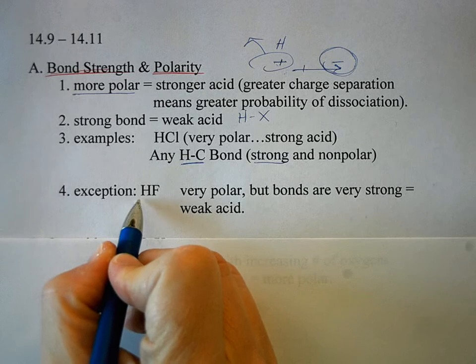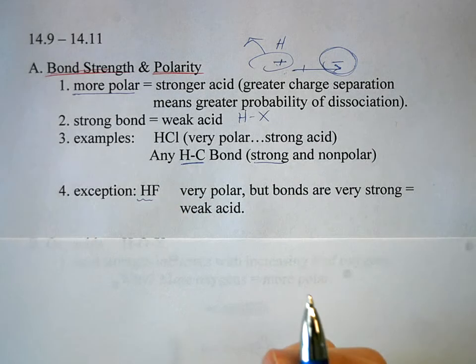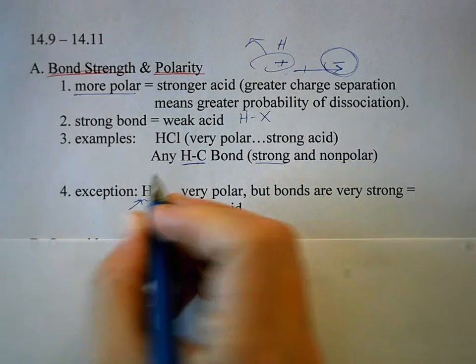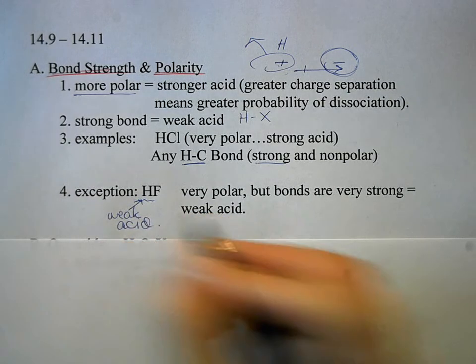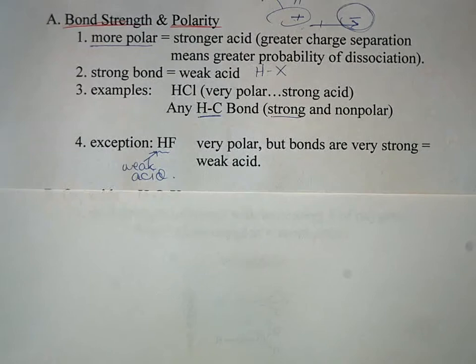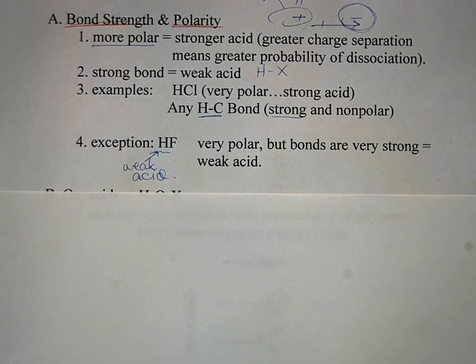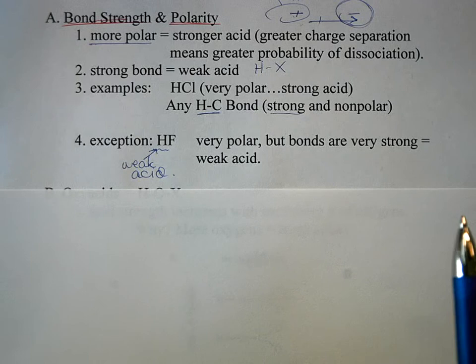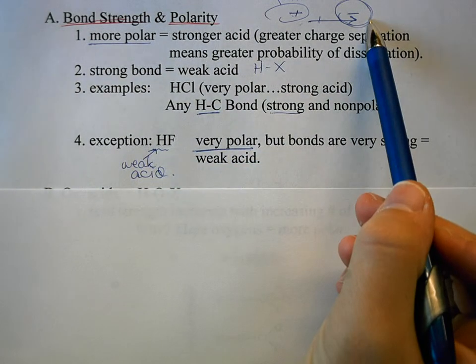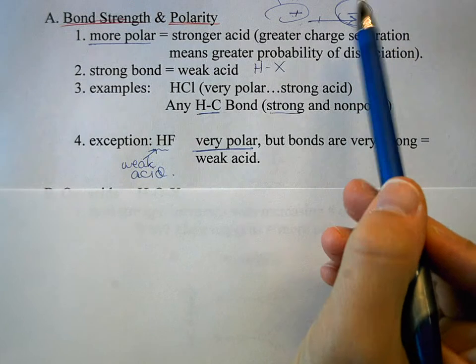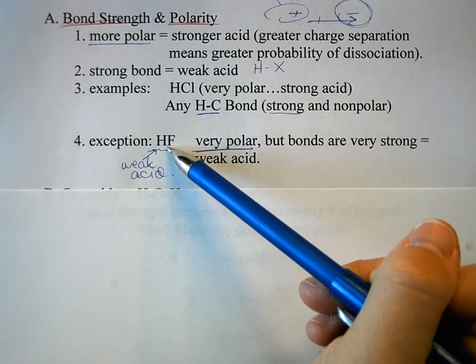Okay, there is an exception here. Hydrofluoric acid. We know that hydrofluoric acid is a weak acid just from memorizing our strong acids and knowing that it's not one of them. So it's a weak acid, but it's very polar. And right up here, we said that very polar molecules are usually stronger acids. So here's where hydrofluoric acid is an exception.